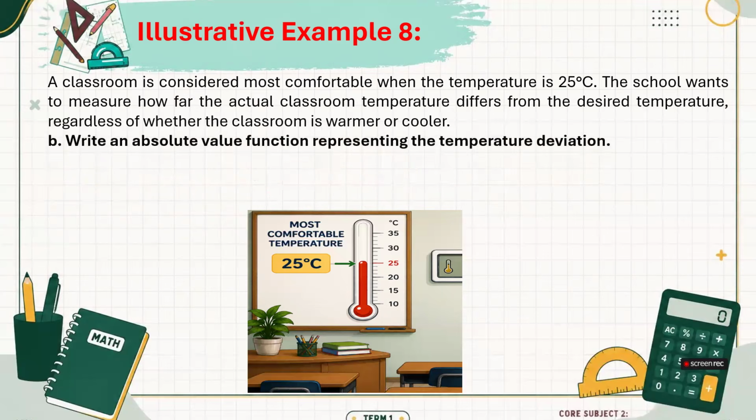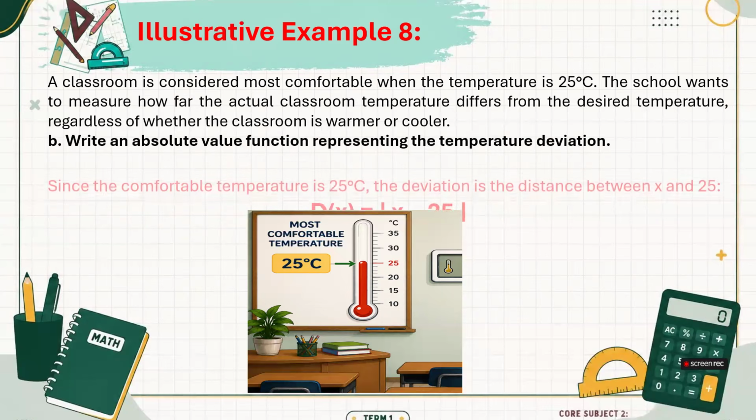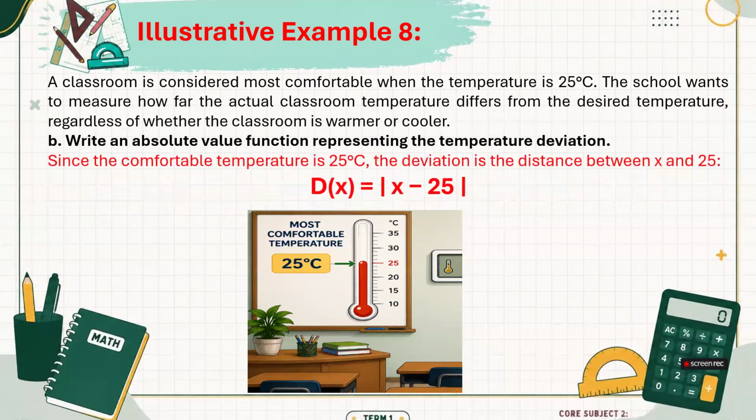Now, let us write the absolute value function to measure the distance between the actual temperature and 25 degrees Celsius. We use the formula d of x is equal to the absolute value of x minus 25. So why the absolute value? Because we want the distance from 25. So distance cannot be negative.